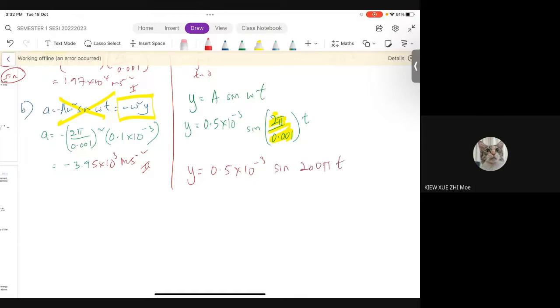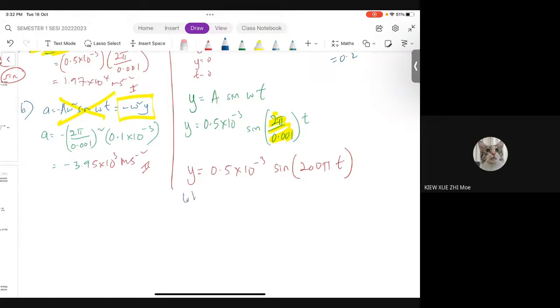Make sure after sin mesti bracket. Lepas sin mesti bracket. Kalau sin tak ada bracket, tolong leraikan dia supaya dia ada bracket. Darabkan 2 pi tu ke dalam. Okay, this is not the final answer. Buat macam ni tak dapat markah lagi full.